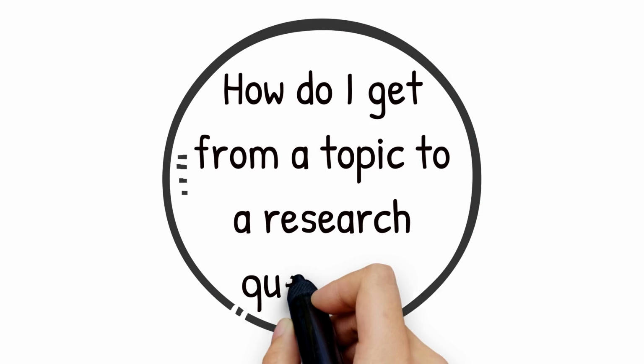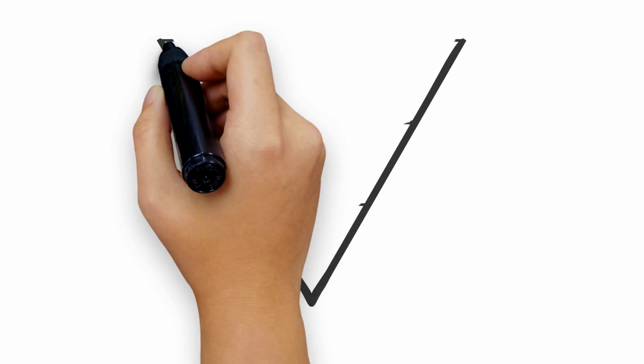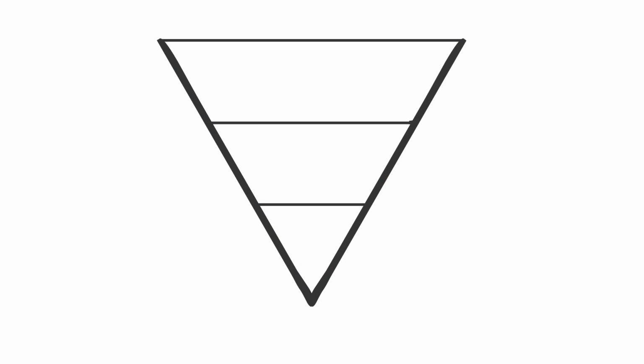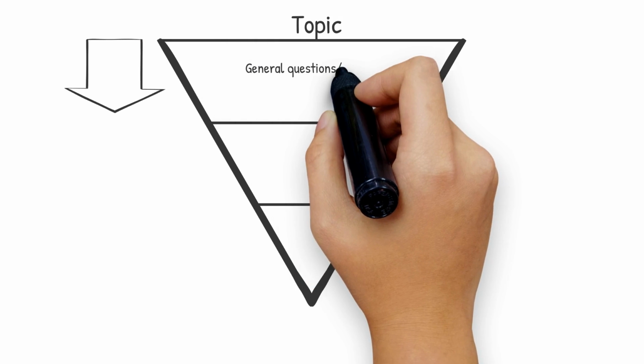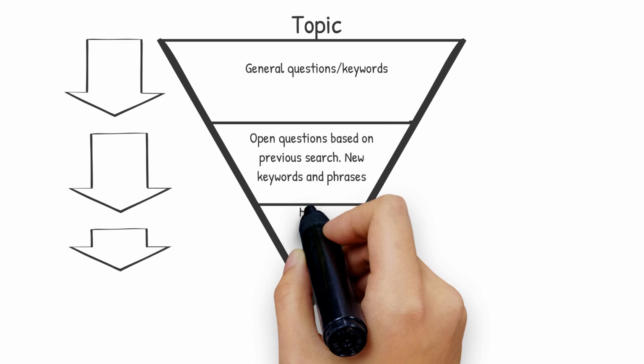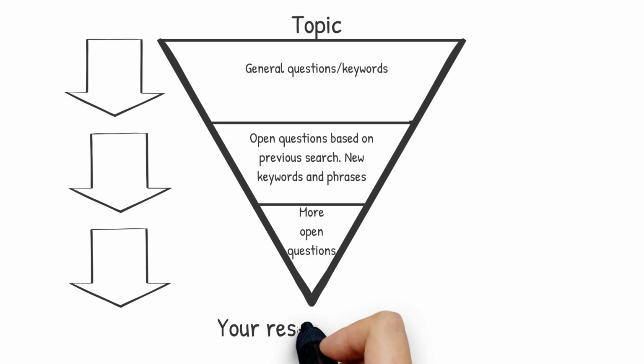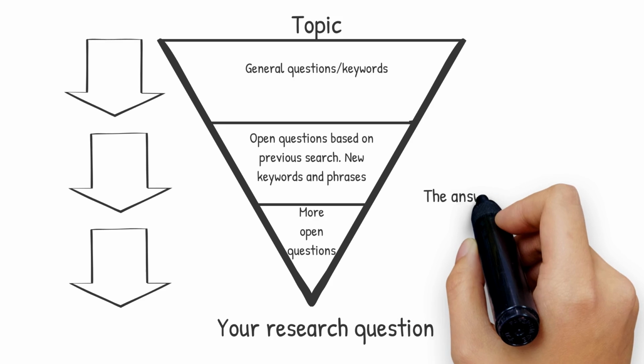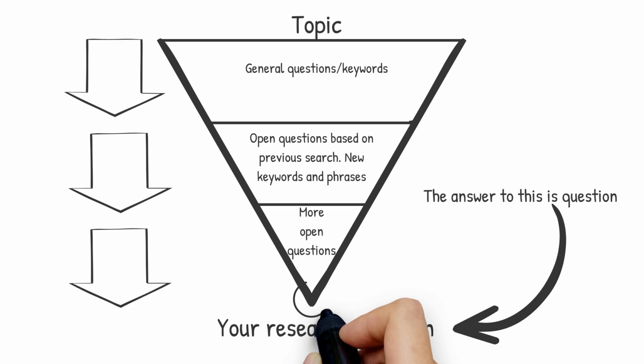Let's visualize this using an inverted triangle. At the top, your focus is broad. This is where you would place the topic of your research. As we make our way down the triangle, we'll get more and more specific with our focus by coming up with a series of questions and keywords to refine our search until we get to the very bottom of the triangle, where we will have developed a solid, open-ended research question that will lead us to a lot of really useful information. The answer to this question is the point, or the thesis of your project or paper.